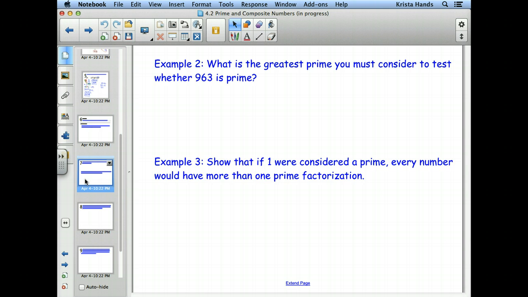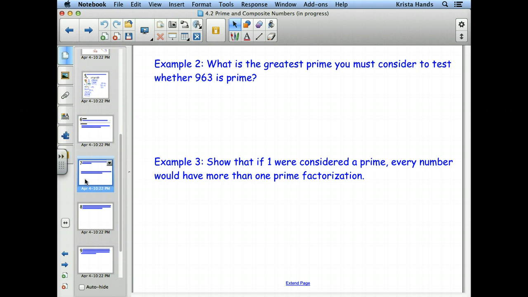We talked about example 3 last time. I think I did sort of an aside. I said that was a bonus or something like that. You didn't even know you were going to get that today. I didn't know I was going to tell it to you. Example 3 tells you why that happened, or kind of further indicates that information. It says, show that if the number 1 were considered a prime, then every number would have more than one prime factorization. And we did that.